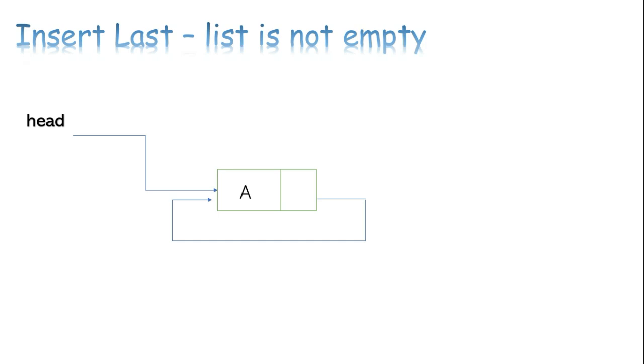When your list is not empty, like in this picture, you have one node that is pointed to by the head pointer and you wish to insert a node at the end of this circular singly list, for example B, pointed to by temp. Then your first job is to assign one pointer. Here I use tail. I assign it to point to head, so it will look like this.